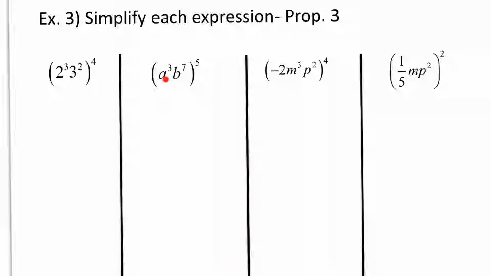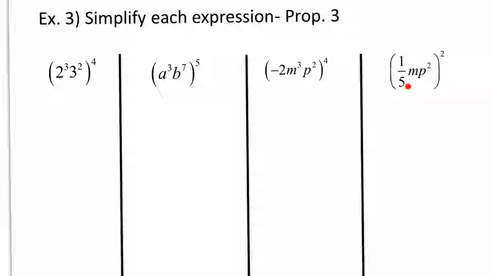Here we have variables, A to the 3rd, and there's nothing in between, B to the 7th power. Now this, guys, is multiplying A cubed times B to the 7th power, and we are going to raise that to the 5th power. And again, over here we have the same thing, but we do have a coefficient, -2 M cubed P squared. So all of this is multiplying each other, and we're going to raise that to the 4th power.